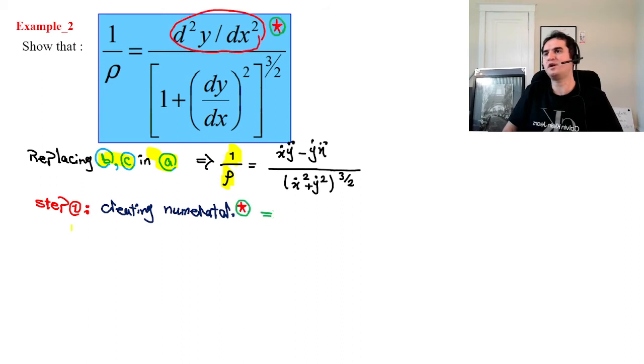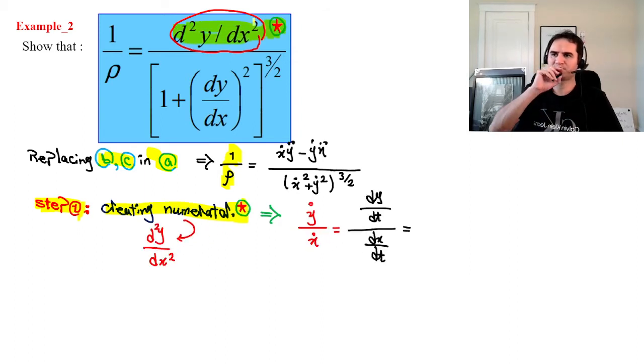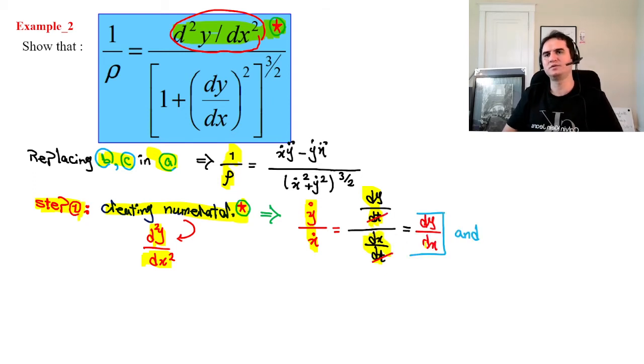So step 1 is we need to create our numerator, which is this part. And that's d squared y over dx squared. At the same time, we know y dot over x dot, a variation of y over variation of x, is exactly dy over time variation, over variation of x over time. So if you cancel dt on both sides, it gives you dy over dx.